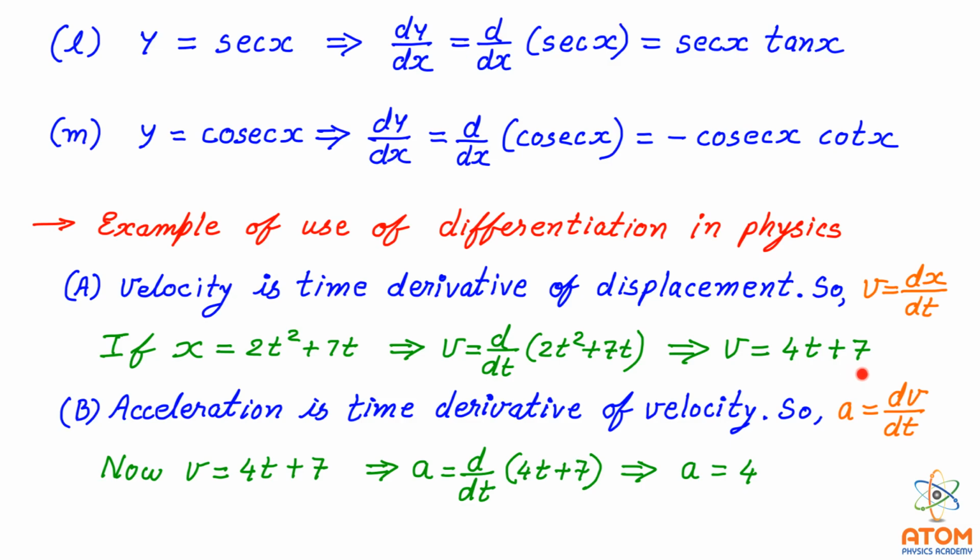Now the equation of velocity is here, v is equal to 4t plus 7. So the acceleration will be d by dt of 4t plus 7, and now the differentiation of 4t is 4 and the differentiation of 7 will be 0. That means acceleration a is 4 only. So from the equation of velocity we are finding acceleration. Here you can see that velocity was time dependent but acceleration is time independent. So acceleration is constant here. That means this motion is a constant accelerated motion.